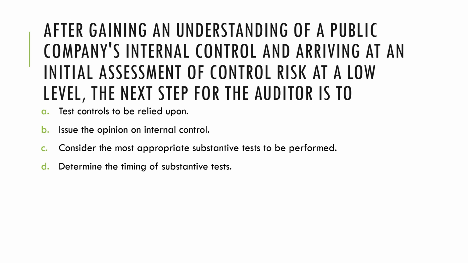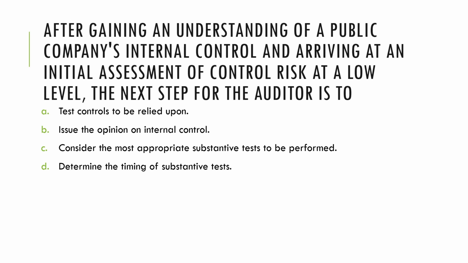Next, after gaining an understanding of a public company's internal control and arriving at an initial assessment of control risk at a low level. So let's take a look at this one. Control risk is at a low level. That means that the auditor intends to rely on the control. The design and the implementation seems to be okay. That's why the auditor had an initial assessment at a low level.